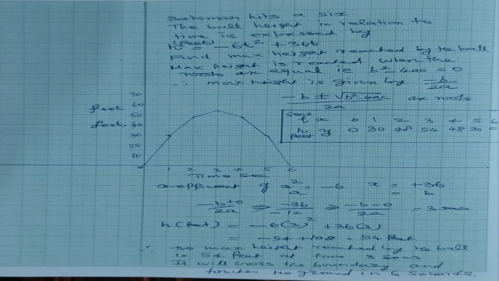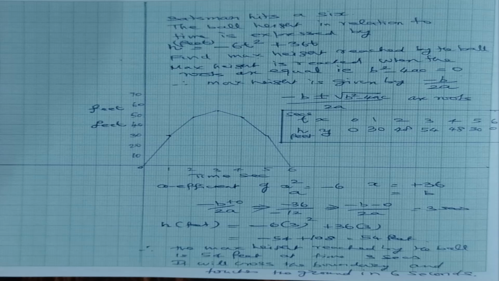This is what is related in this graphical presentation. X and y have some values. Time is represented in the x-axis and height is represented in the y-axis. For x0, y is 0. For x1, y is 30. For x2, y is 48. For x3, in 3 seconds, the ball reaches the maximum height of 54 feet and then drops. 4 seconds, 48 feet. 5 seconds, 30 feet. And in the 6th second, it touches the ground.